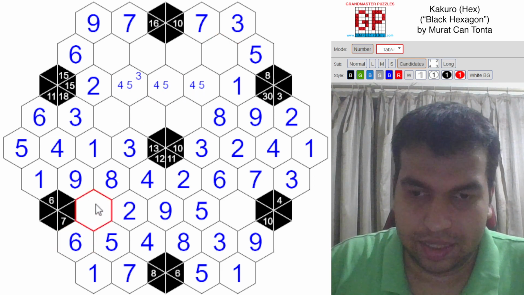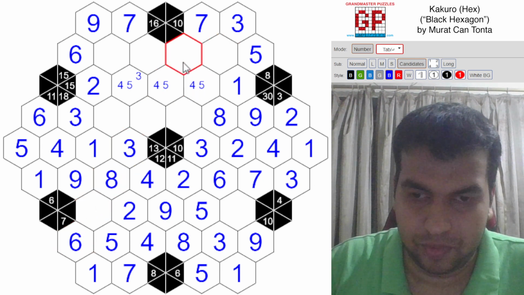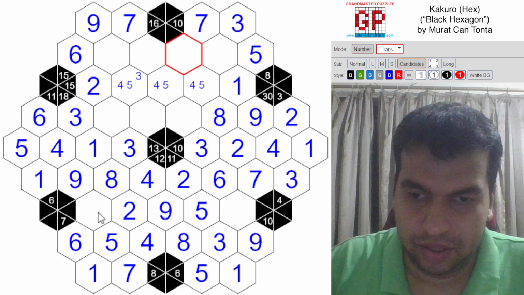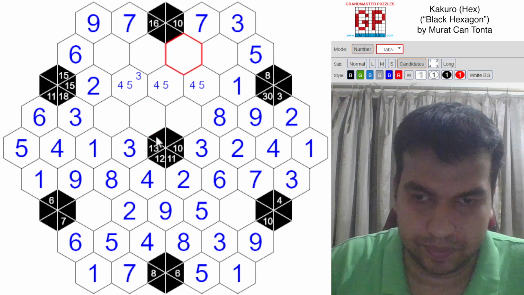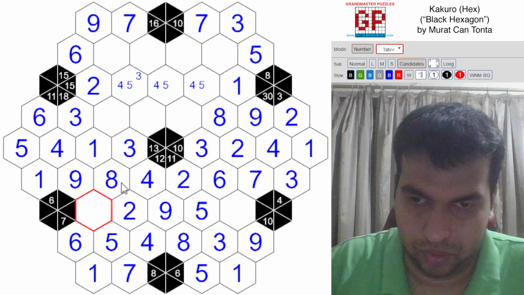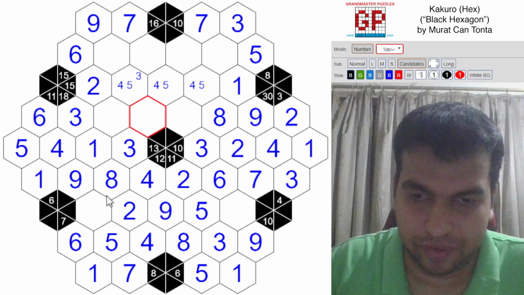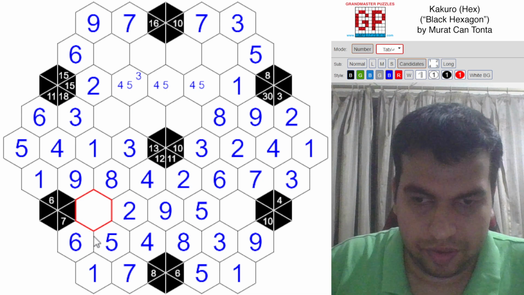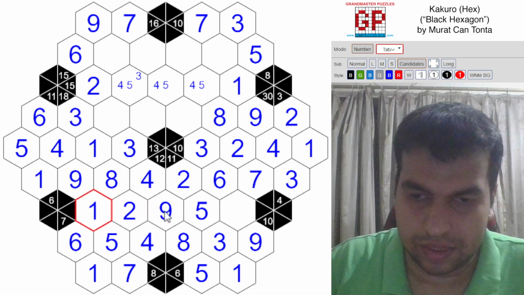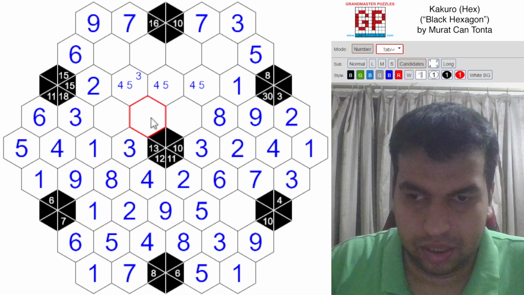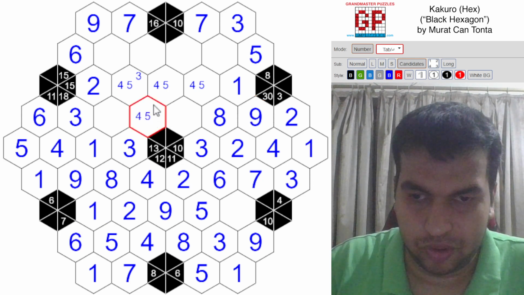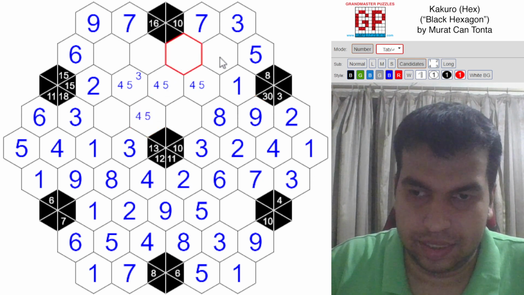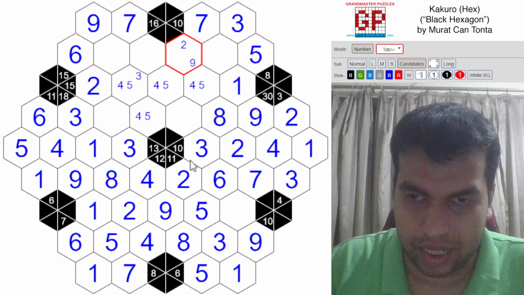So now I look at this diagonal, and what's remaining is 1, 2, 4, 5, and 9. So this can't be a 4, 5, 9, it can't be a 2 as well. So this is a 1. Now this can't be a 2 and 9 either. So this is a 4 and 5. And this one can be a 2 or 9.